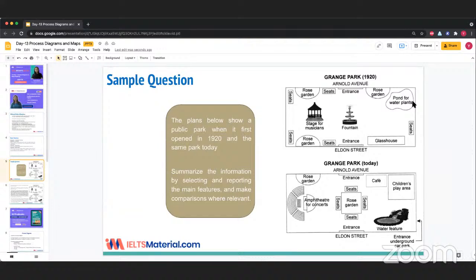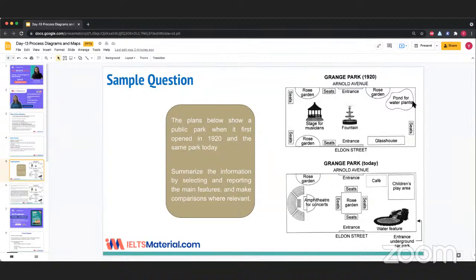Let me take you one main feature. For example, the fountain. If you see in the middle of the park, you can see a fountain in 1920, whereas that fountain has been removed and it has been converted into a rose garden. And on the four corners, you will find seats where the visitors can sit there, can relax there. So that particular thing is a major change, I would say. There is no change in the entrance.